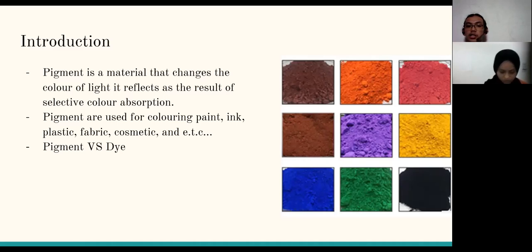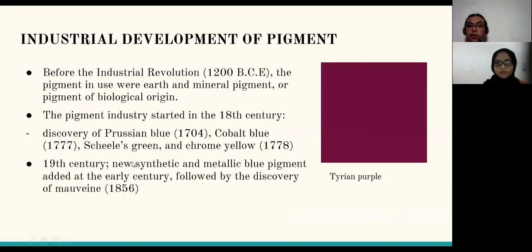Pigment color has been used since ancient times and it has been recorded before the Industrial Revolution. The range of color available for art and decorative use was technically limited. Most of the pigments in use were earth and mineral pigments or pigments of biological origin such as animal waste, insects and mollusks. An example of a color created from biological origin is Tyrian purple. Tyrian purple is a pigment made from the mucus of one or several species of murex snail. This method was introduced as early as 1200 before Common Era.